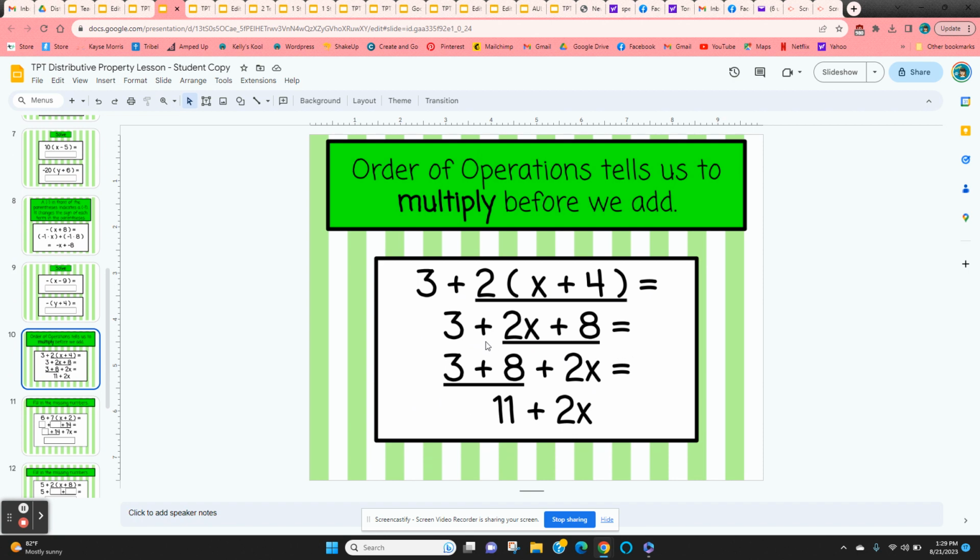And then we're going to use the commutative property to just change the order of the numbers. So our 3 and our 8 are next to each other. And that'll give us 11 plus 2x is our solution.